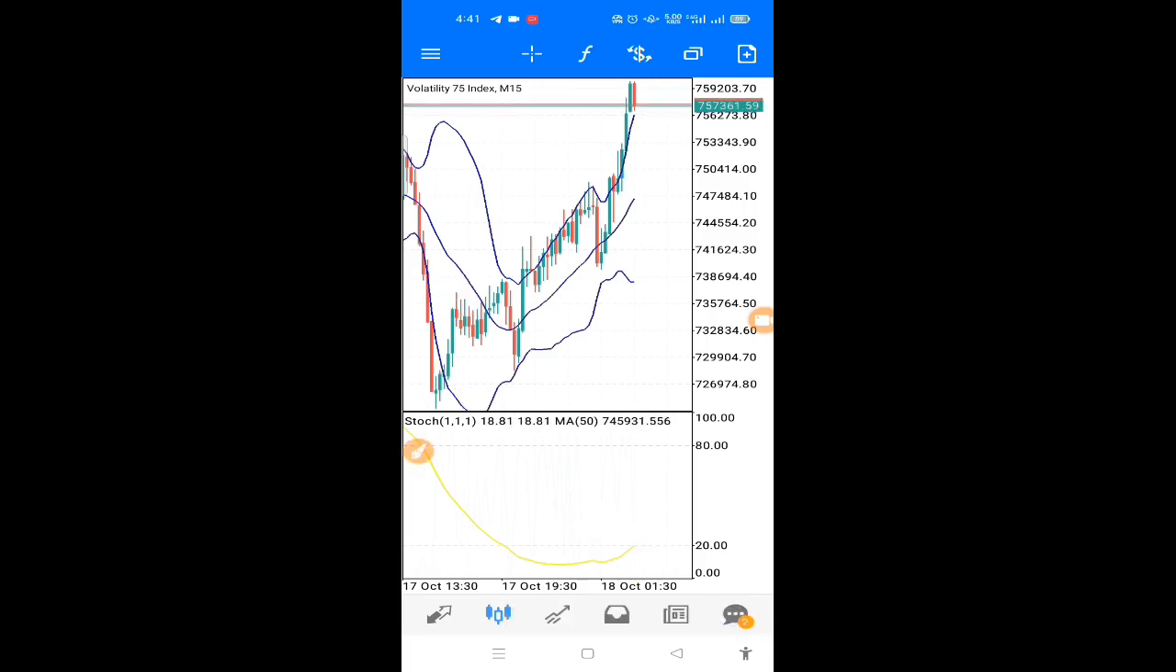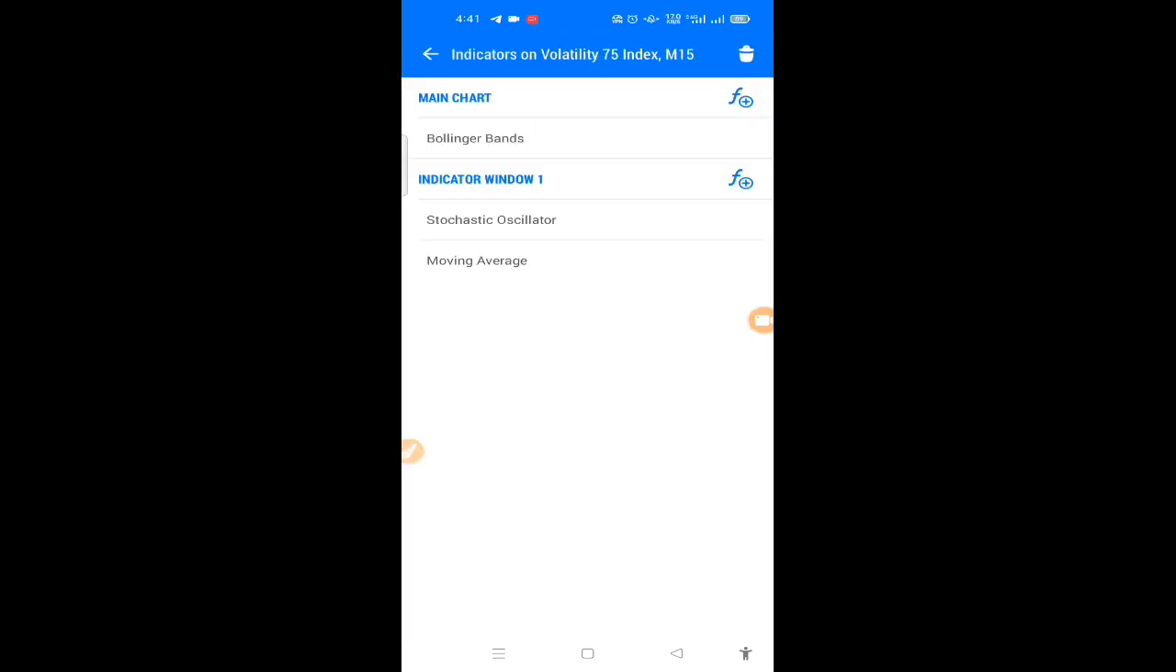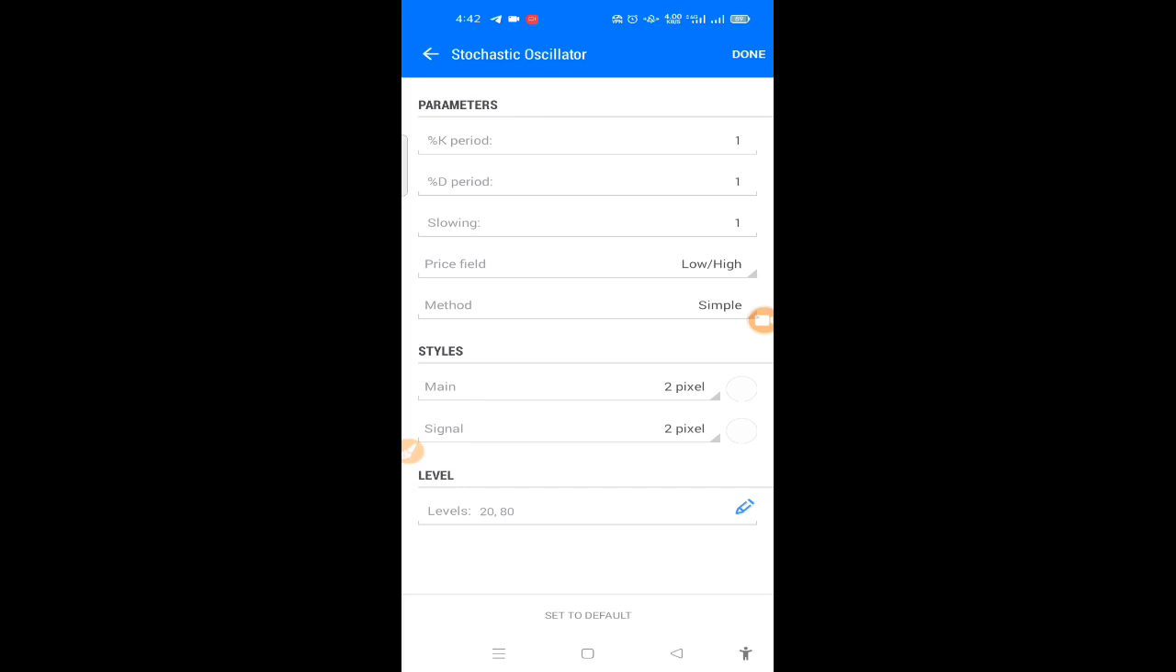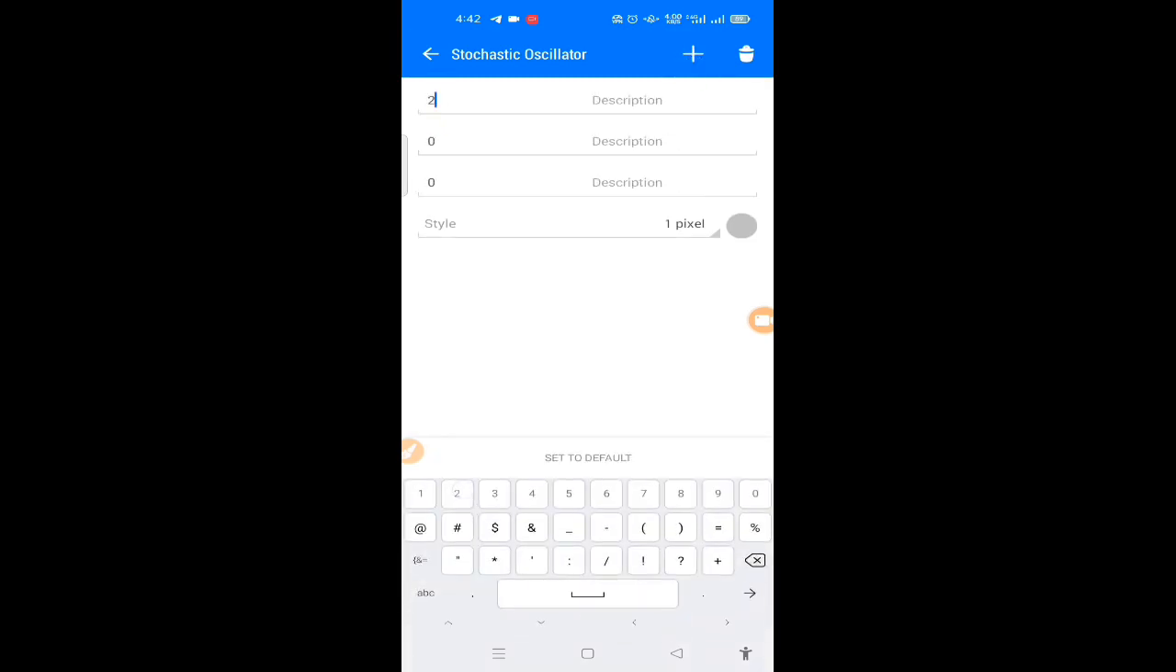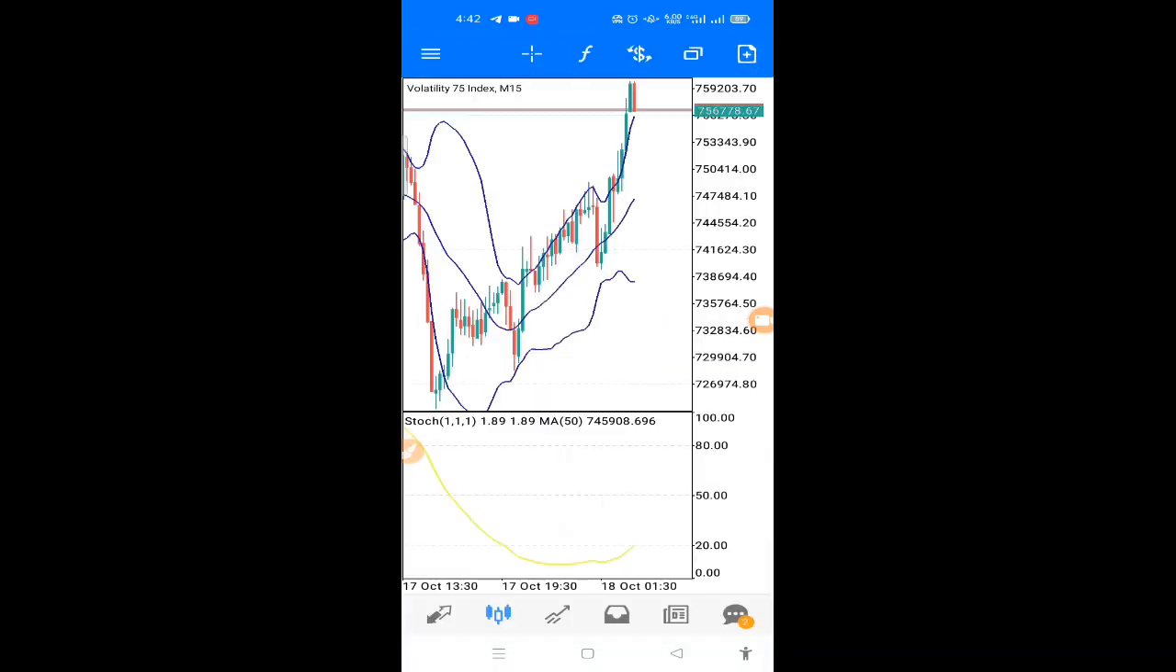Like I told you, you can add to your stochastic line, you can add 50 level. Let's say you want to take full advantage of it, as people will say. So you can add 50 level to the level. So you add 50, then you have 20, you have 50, and you have 80. So you can click on done now.